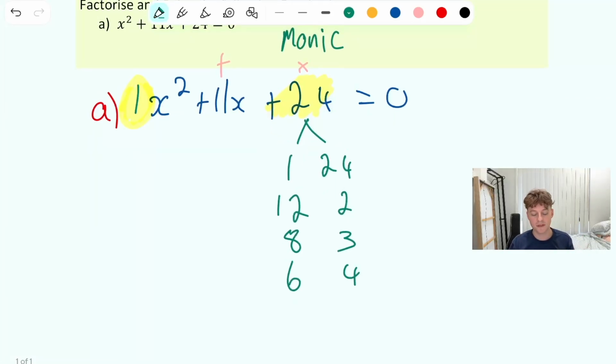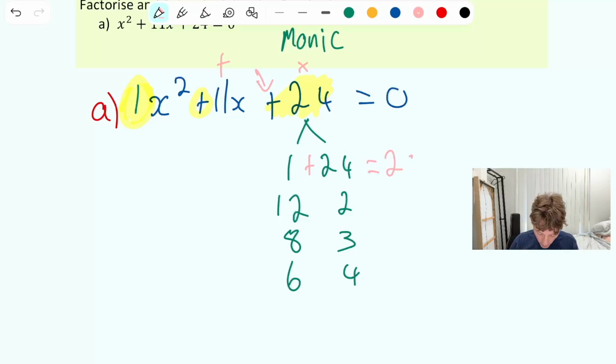Once I've identified my factors, again, I know all these numbers multiply to give 24. Because I have a positive sign here, I know the two numbers that are going to be multiplied have to have the same sign. Either both negative or both positive. Well, because my answer over here is also positive, then I know that both my numbers have to be positive, so I can simply just add each of these little pairs together, get my answer, and I can use that to identify which numbers add to give 11.